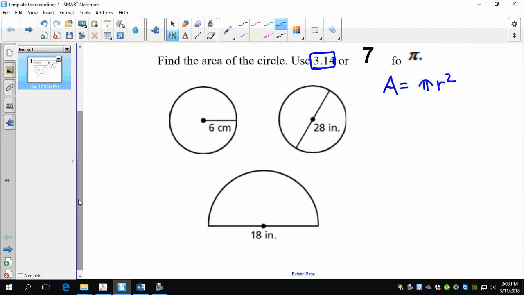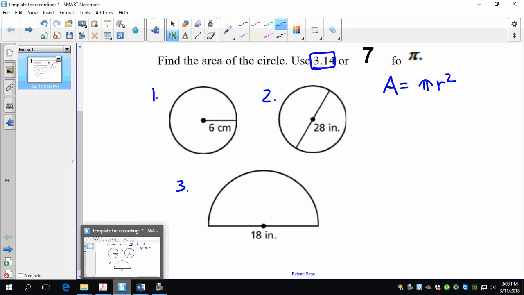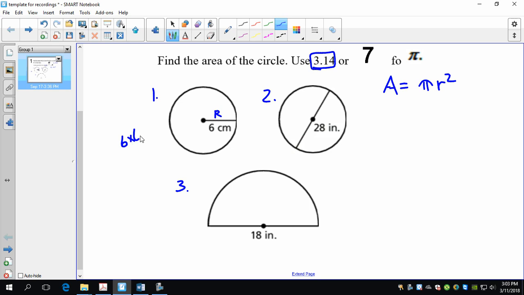These are numbers 1, 2, and 3 in your Record and Practice Journal on 8.3. For number 1, we have the radius. Remember, the radius is the distance from the center of the circle to the edge. We need to do r times r times pi. So we're going to do 6 times 6 times 3.14, and you're going to get 113.04, and that is going to be centimeters squared.